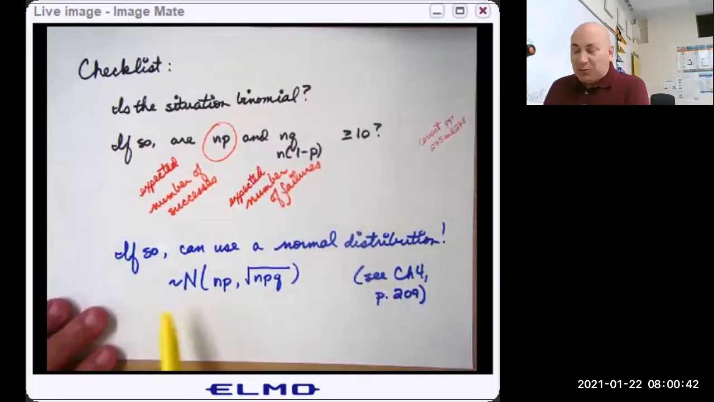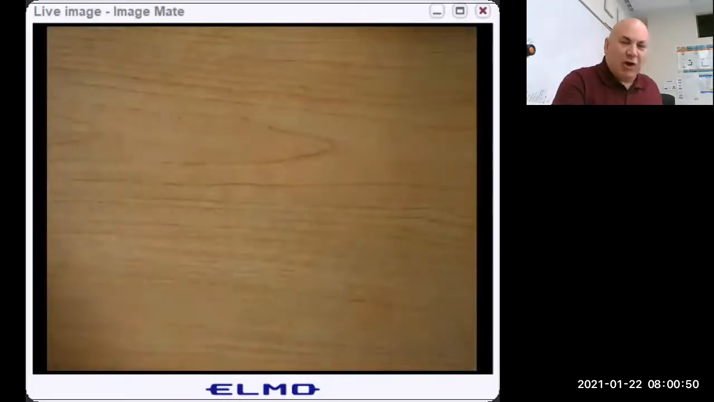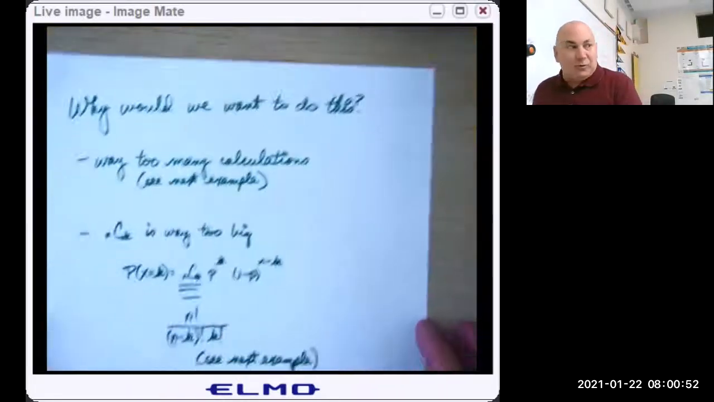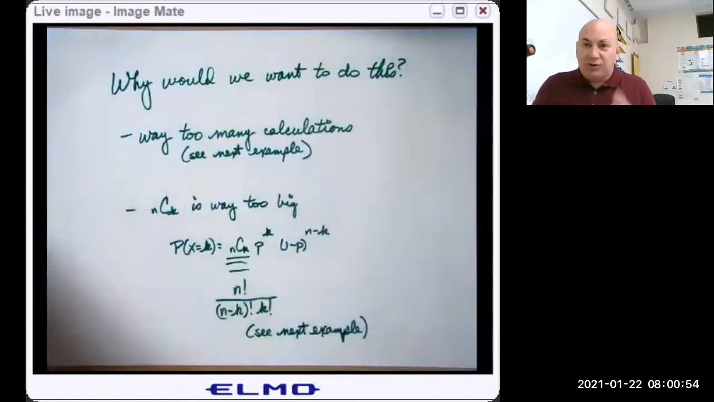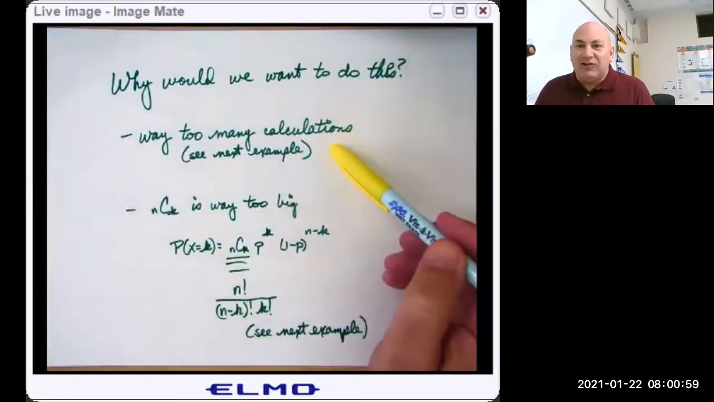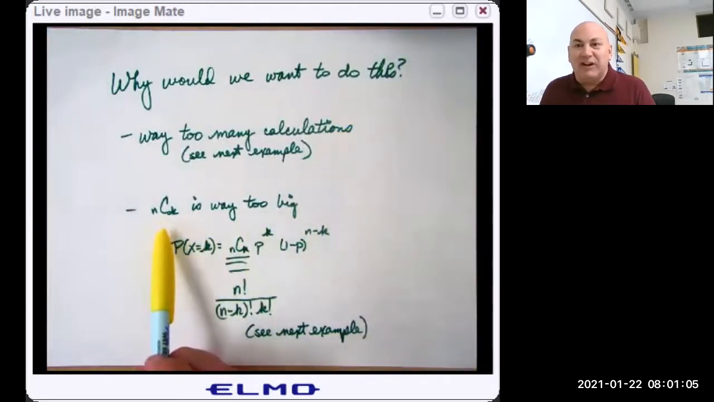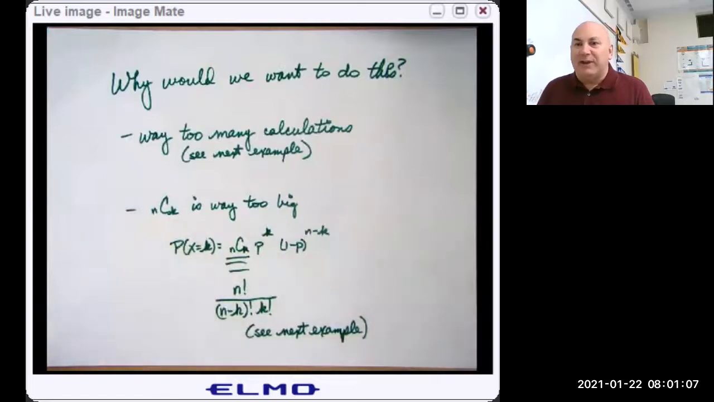So now we have a normal curve. We know its mean and its standard deviation. We can start calculating probabilities. Now, why would we want to use the normal curve? Well, 2 situations. There are way too many calculations of the binomial probability, or that binomial coefficient n choose k is so big that we get an overflow error on the calculator.